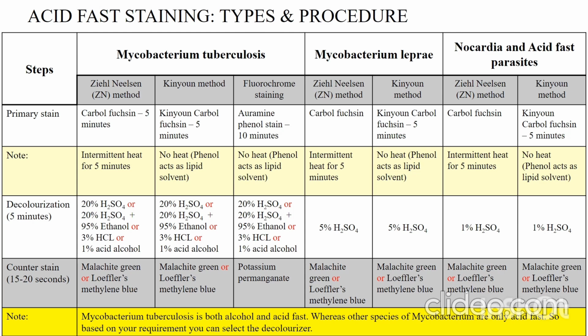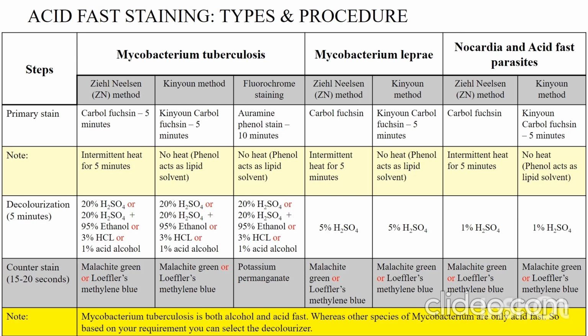The decolorizer is different when compared to Mycobacterium tuberculosis. Here 5% sulfuric acid alone can be used, whereas for Mycobacterium tuberculosis it is 20% sulfuric acid or 3% hydrochloric acid. The counter stain is also the same as for Mycobacterium tuberculosis. It can be malachite green or Loeffler's methylene blue.